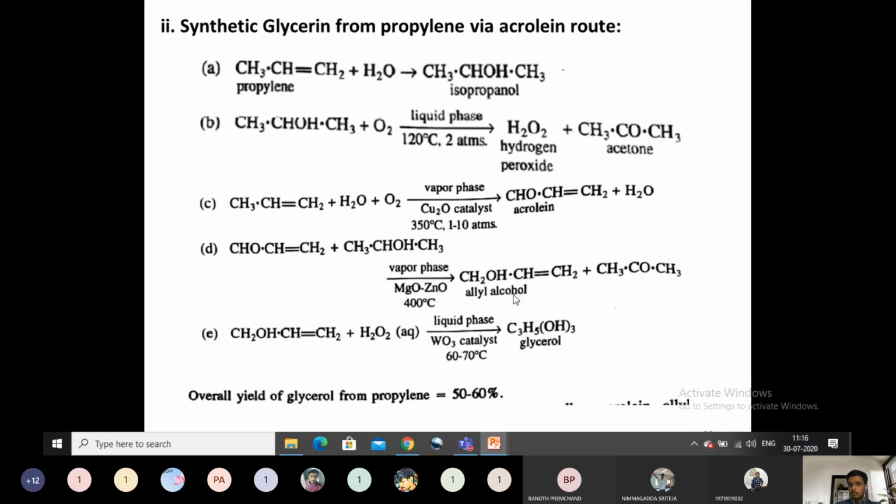Then this allyl alcohol will undergo a reaction with hydrogen peroxide, which is formed in reaction B, and the catalyst for this is tungsten trioxide, WO3. In the presence of the tungsten trioxide catalyst, the allyl alcohol and hydrogen peroxide react to give synthetic glycerin. The yield of this synthetic glycerin through this acrolein route is 50 to 60%. I am repeating this reaction once again.